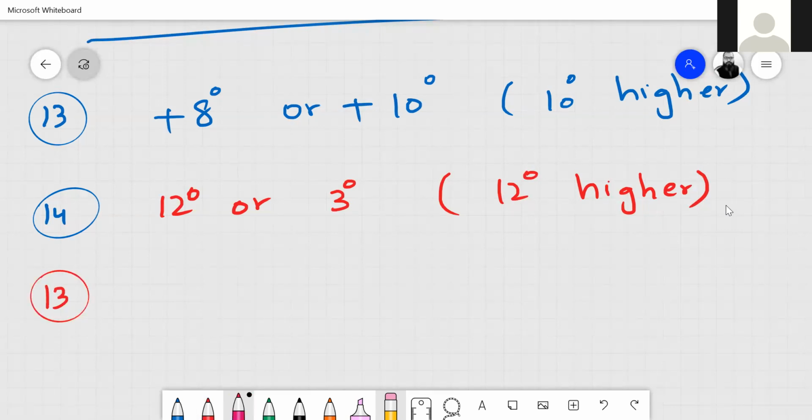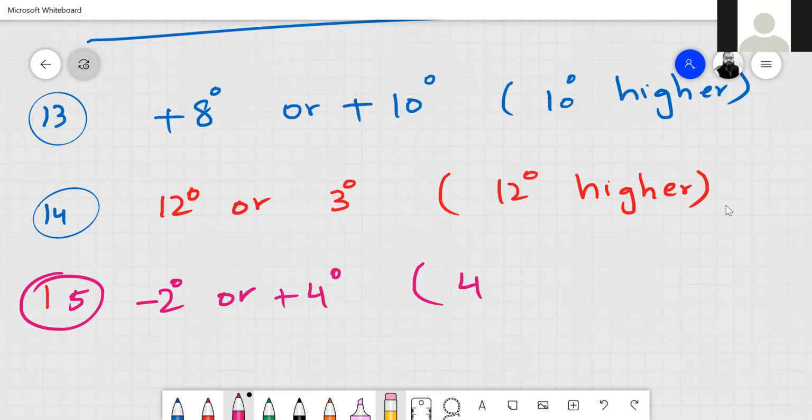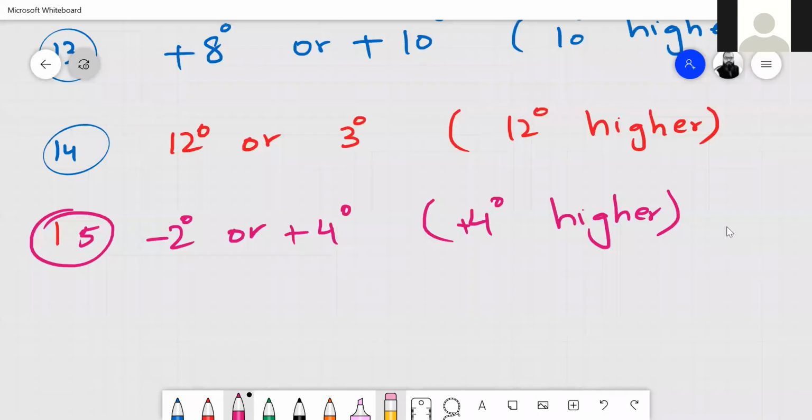You wrote 13 two times. Sorry, 15. Okay, no problem. Minus 2 degrees or plus 4 degrees, which is higher? Four. Okay, now 16.